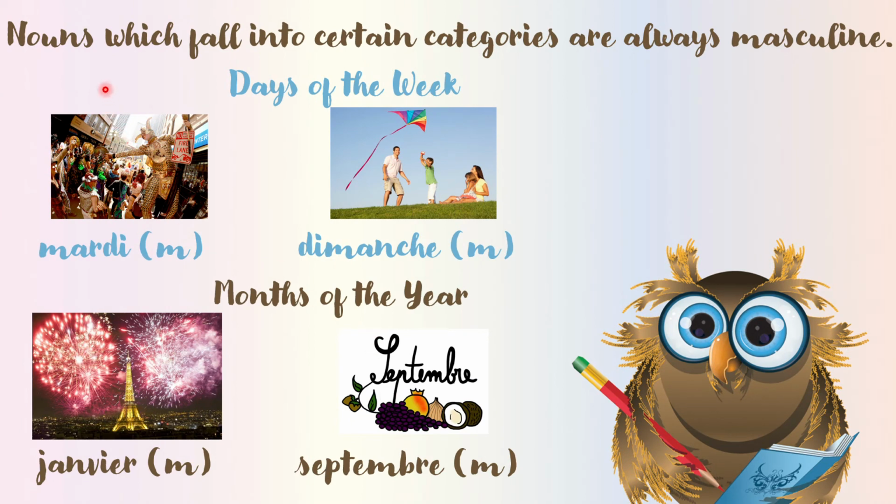Now, nouns which fall into certain categories are always masculine. So I'm going to give you some categories of nouns which are always masculine. The first one is the days of the week, which you've already learned. All of them are masculine by convention. For example, mardi is Tuesday, dimanche is Sunday. These are all masculine. Days of the week, even if it ends with E and all that, doesn't matter. All days of the week are masculine. Then the months of the year are also all masculine. Janvier, January, September are all masculine. All the 12 months of the year.